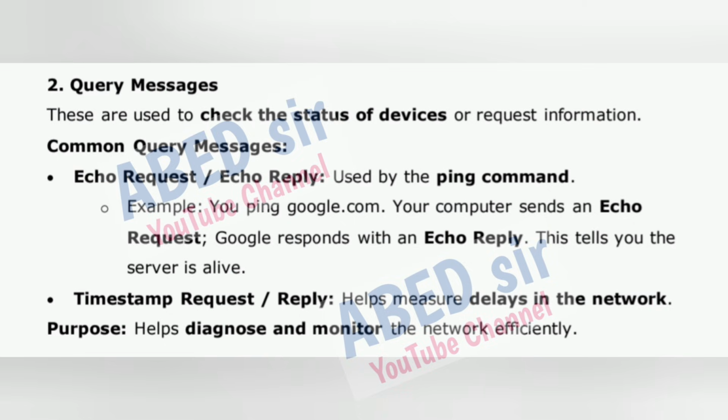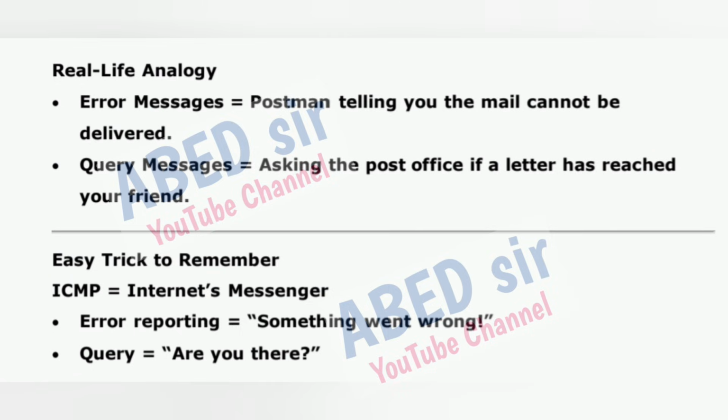Timestamp request and reply help measure delays in the network. Purpose: helps diagnose and monitor the network efficiently. Real-life analogy. Error messages are equal to a postman telling you the mail cannot be delivered. Query messages are equal to asking the post office if a letter has reached your friend.